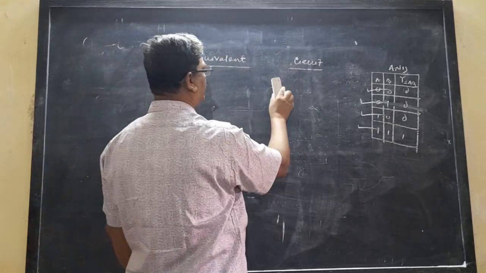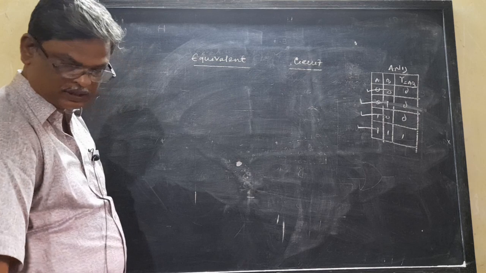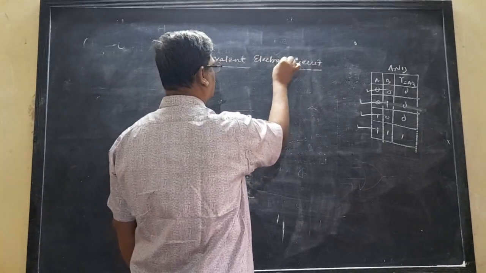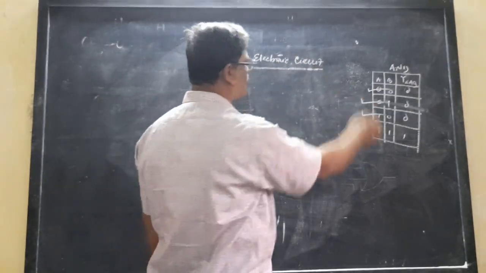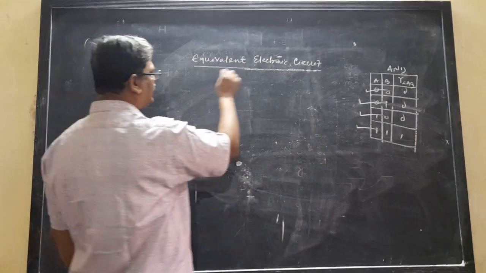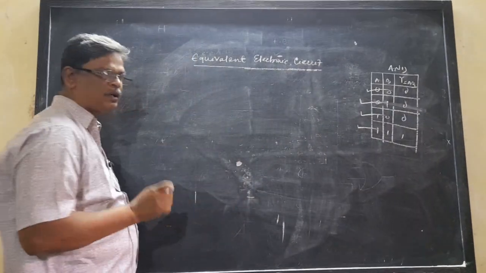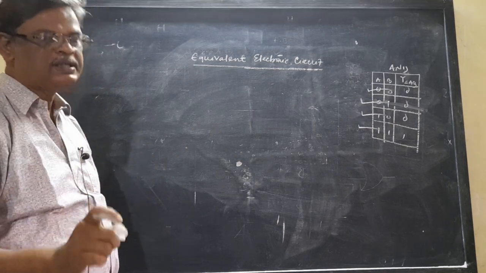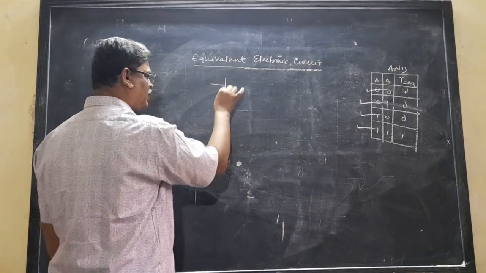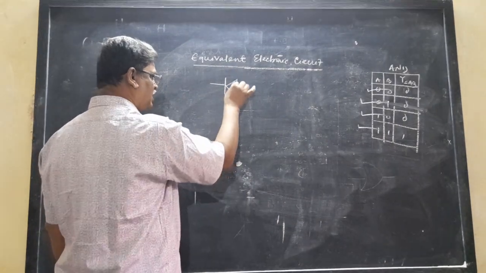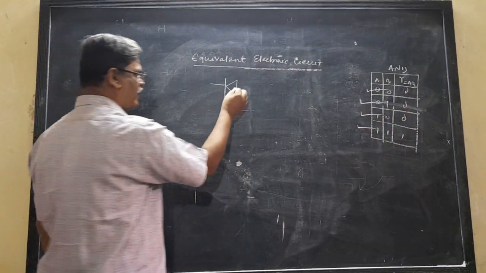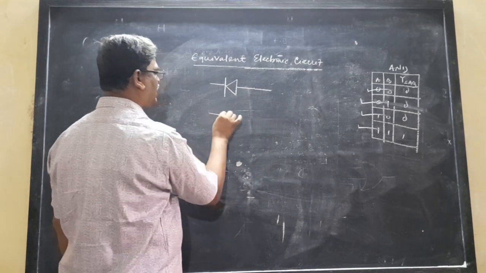Equivalent electronic circuit. How can we take the equivalent electronic circuit? An electronic circuit is one in which we use semiconductor devices. Then we use here PN junction diodes.